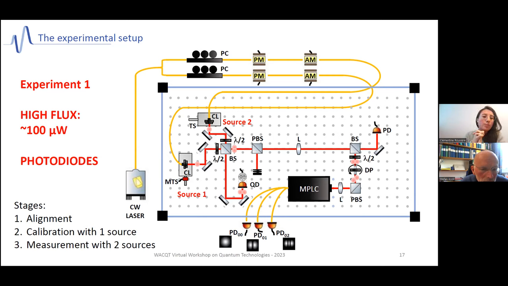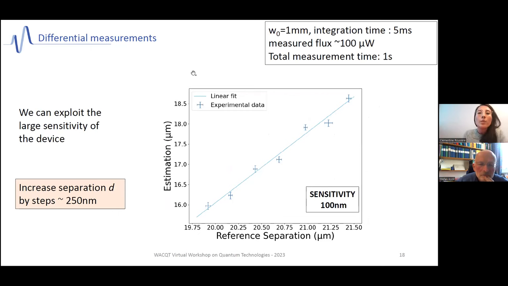Then we calibrate the setup using only one source. And because we have identical alignment, we can infer the calibration with two sources from this measurement. And then we fix a given separation for the two sources, and we can estimate the separation using the statistics in the intensity of the 0-1 mode. So now I will show you the results that we obtained. So first we are using a beam waist that is 1 millimeter with an integration time of 5 milliseconds. And we are performing statistics over a total measurement time that is 1 second.